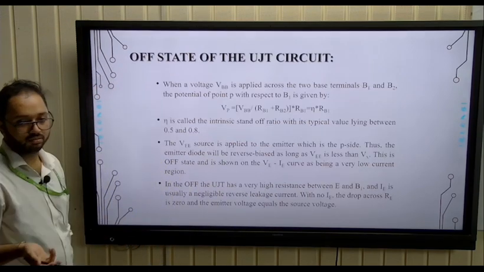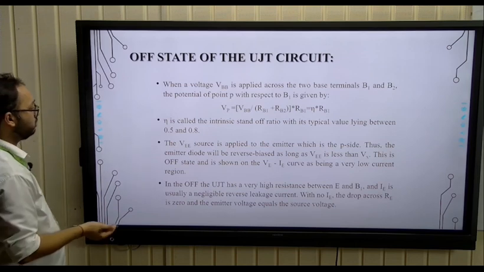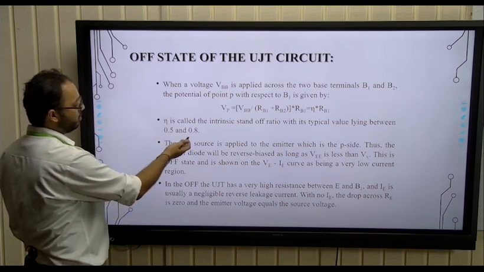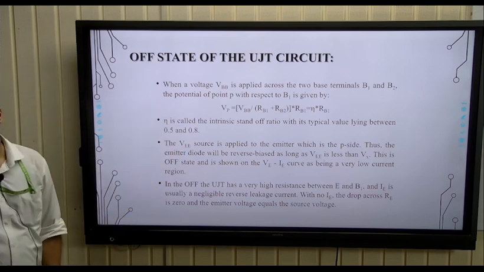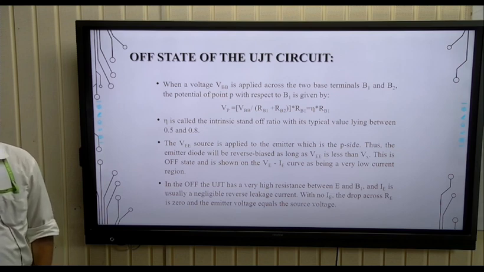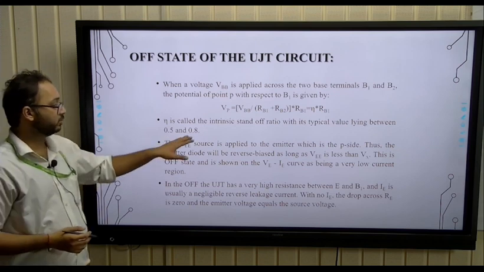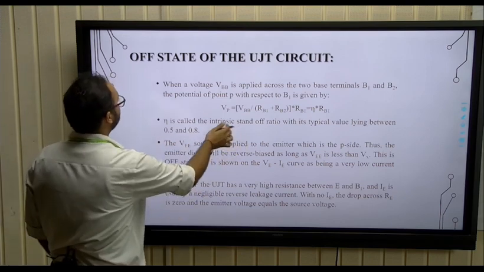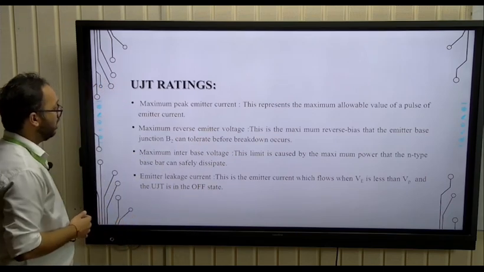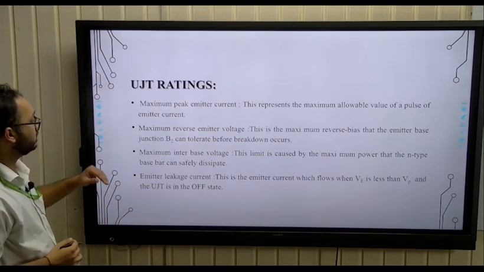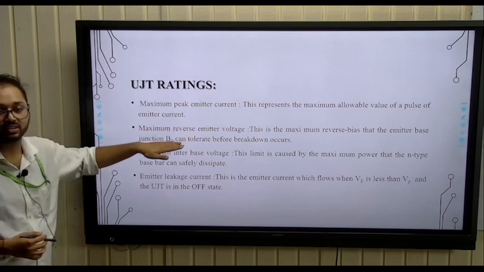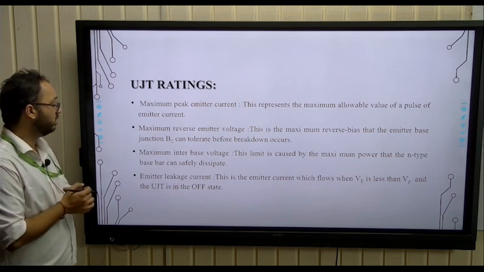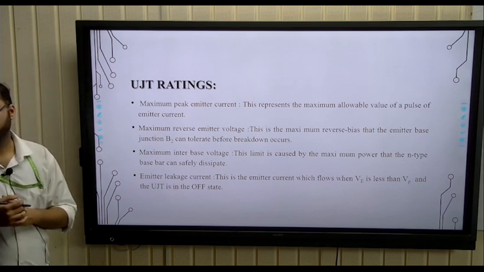Off state is again the opposite of what we are saying here, and the efficiency of this, called the intrinsic stand-off ratio, lies between 0.5 to 0.8. That is why we are using UJT for the gate pulses, because of this much efficiency we are having of the gate pulse output. Okay, let's skip this. I'll explain it more in the ratings. Why do we have this rating? Because it has a very high rating for pulses that can be used to turn on the higher power devices in power electronics.